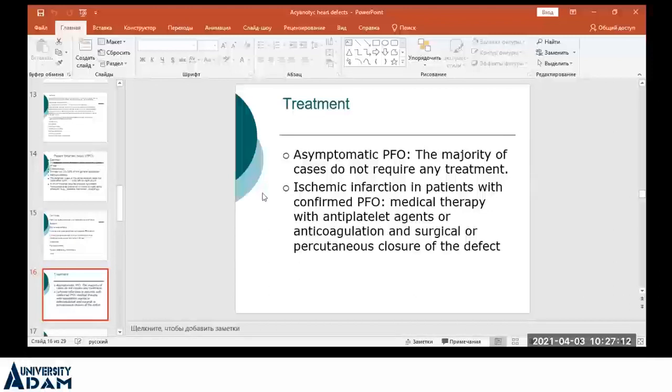Treatment: asymptomatic patent foramen ovale. The majority of cases do not require any treatment. Ischemic infarction in patients with confirmed patent foramen ovale: medical therapy with antiplatelet agents or anticoagulation, and surgical or percutaneous closure of the defects.